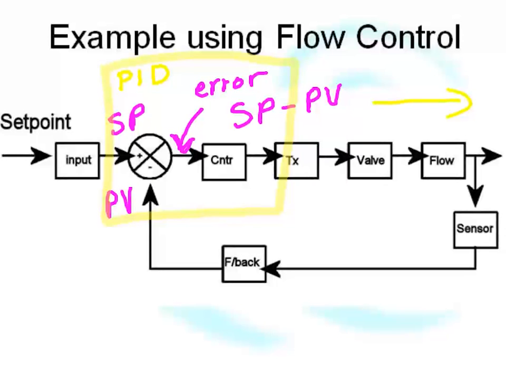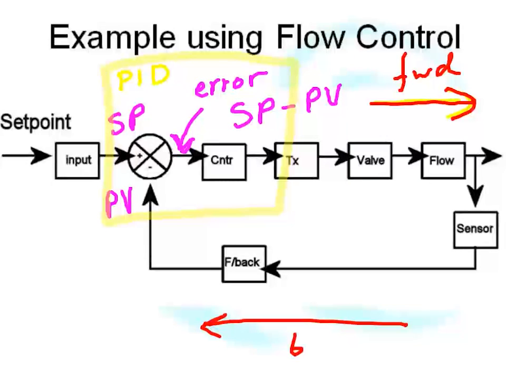All of this stuff here, that's all going in the forward direction. This signal here is feeding back. So that's feedback because it's, well, feeding back. Okay. So that's a simple control loop drawn using function blocks.